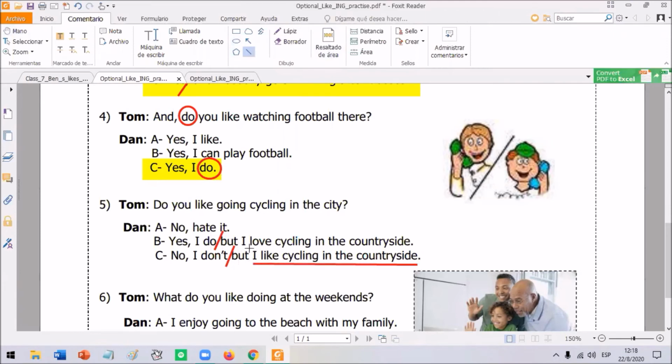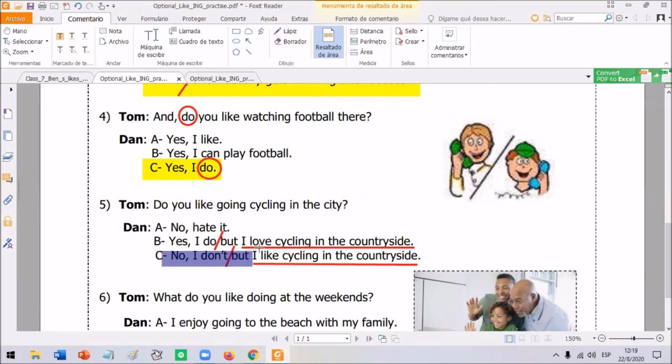I like cycling in the countryside. Countryside son las afueras de la ciudad. Entonces, dice que andar en bici, ahí en las afueras, sí le gusta. Y está usando además el conector but, ¿ok? Está diciendo, en las afueras de la ciudad me gusta andar en bici. Pero, y si hay un pero, tenemos que saber que la otra parte de la oración tiene que referirse a algo que no le guste. El but conecta algo que sí con algo que no.